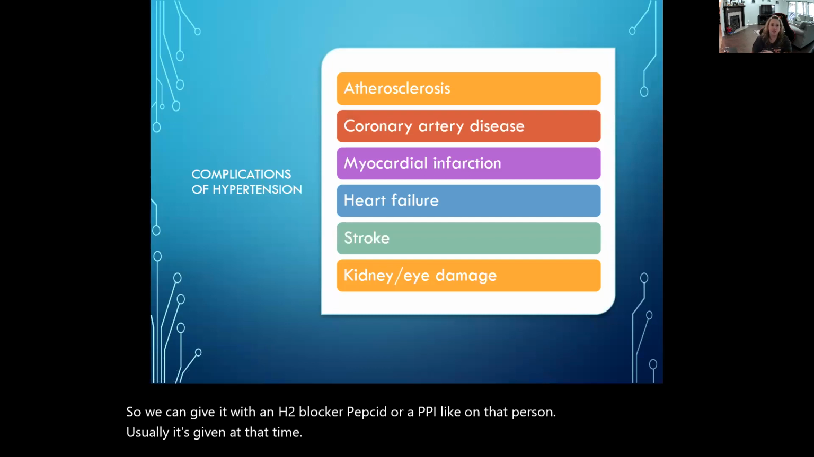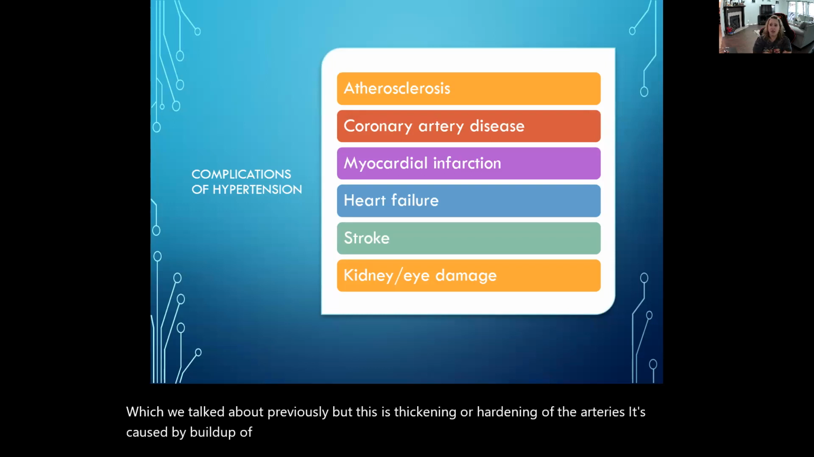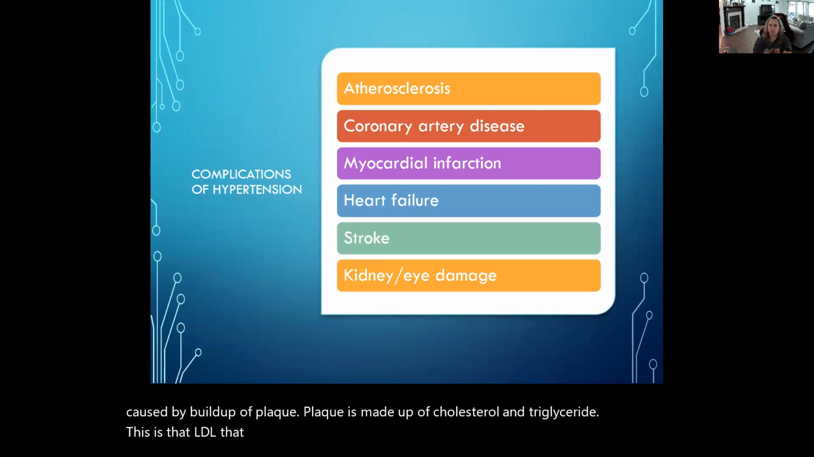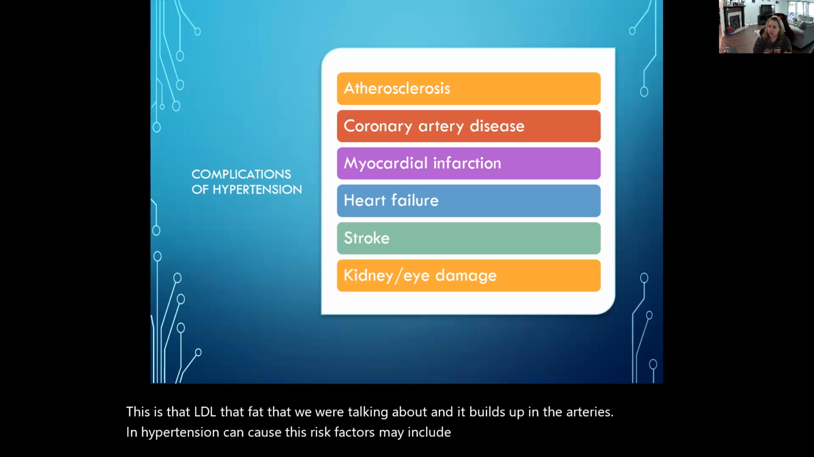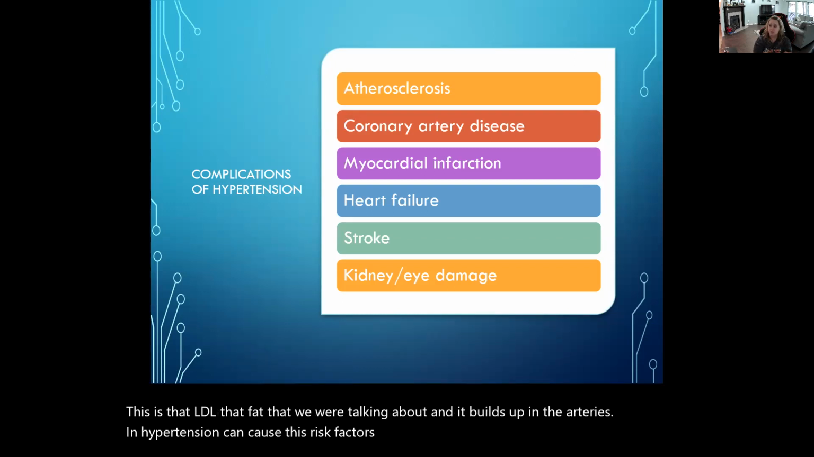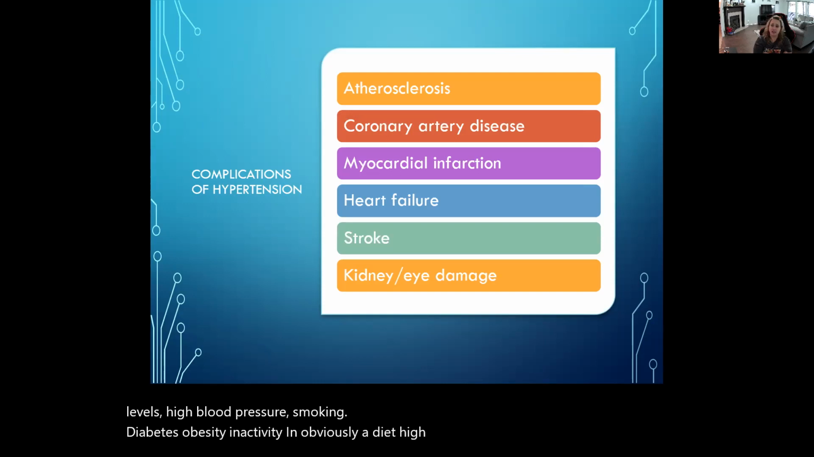So complications of hypertension include atherosclerosis, which we talked about previously, but this is thickening or hardening of the arteries. It's caused by buildup of plaque. Plaque is made up of cholesterol and triglyceride. This is that LDL, that bad fat that we were talking about, and it builds up in the arteries. And hypertension can cause this. Risk factors may include high cholesterol and triglyceride levels, high blood pressure, smoking, diabetes, obesity, inactivity, and obviously a diet high in saturated fats.